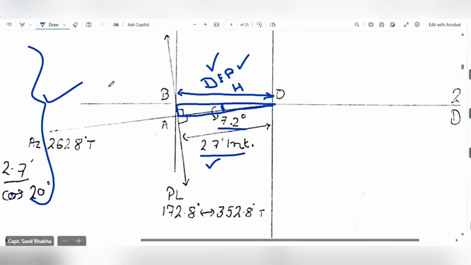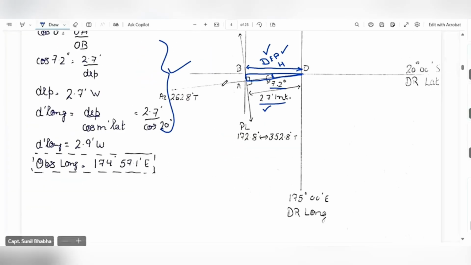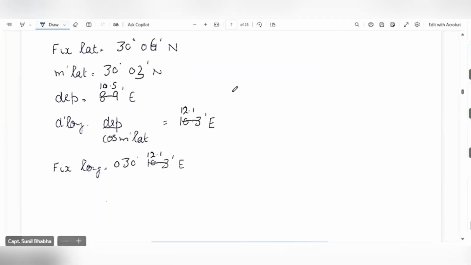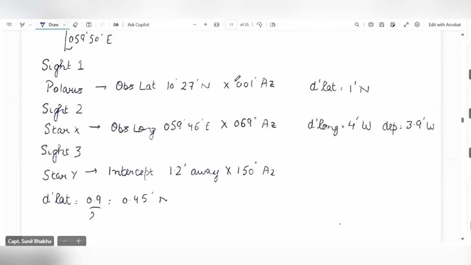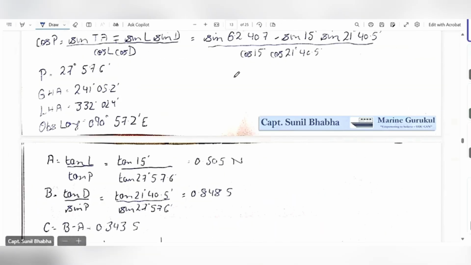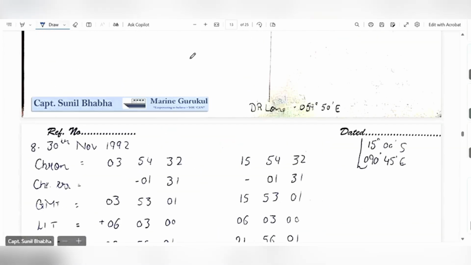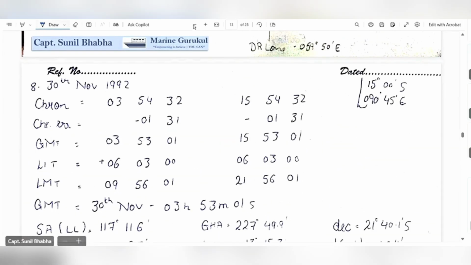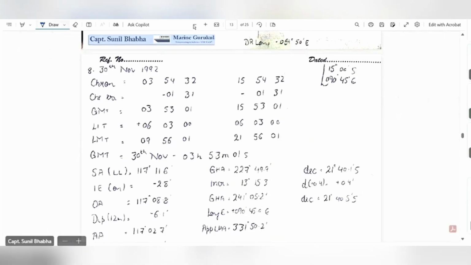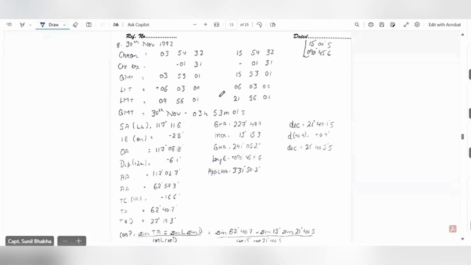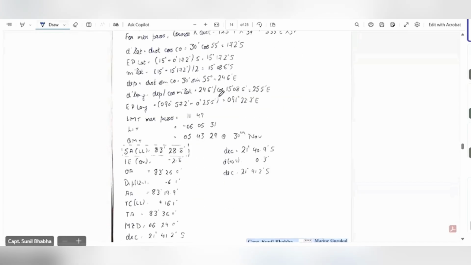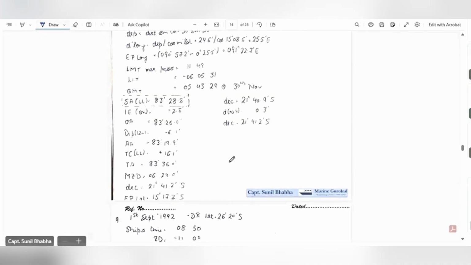Okay, sir. Understood, sir. Sir, and one more doubt, sir. Go ahead. Sir, in question number 8, directly come to the last part, sir. They have directly taken the sextant altitude. How did they get the sextant altitude of meridian passage without calculations? From GMT, they have taken the sextant altitude of meridian passage.